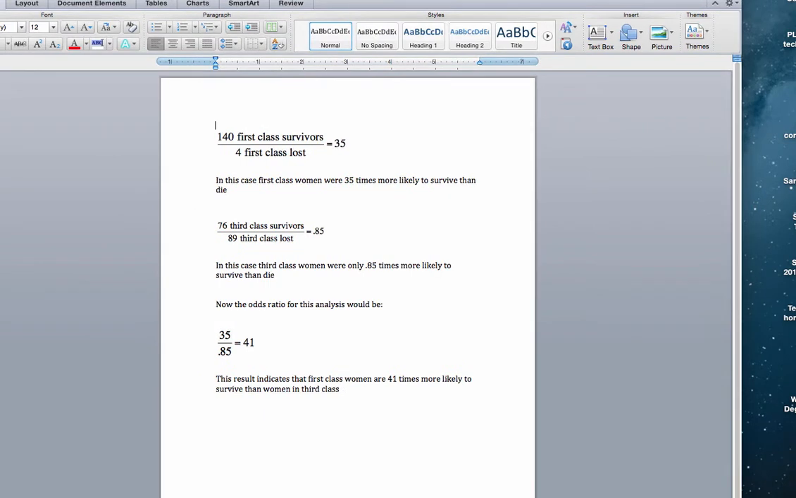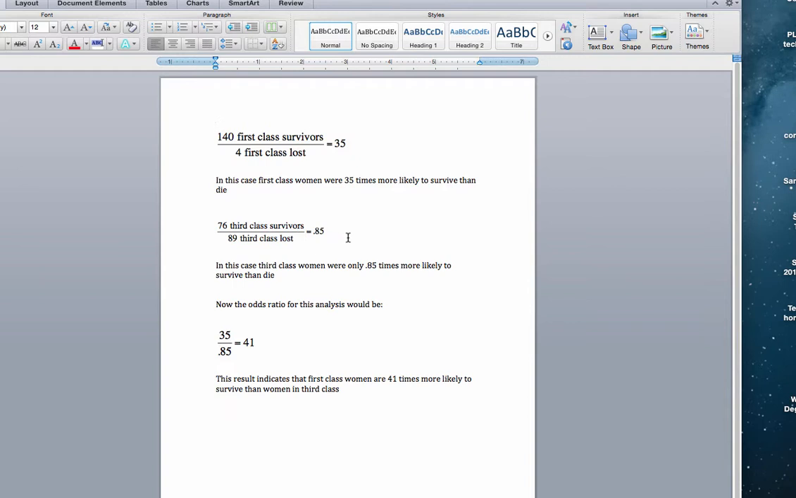is the odds ratio. And in this case, the way that we calculate the odds ratio is we look at, first of all, the number of first-class survivors versus the number of first-class that were lost. And in this case, for women, we divide 4 into 140, and that gives us 35. You can go back to your cross-tabulation table in SPSS, and you can find these values. Or you can look at the table in Warner. So in this case, for first-class women, they were 35 times more likely to survive than die.